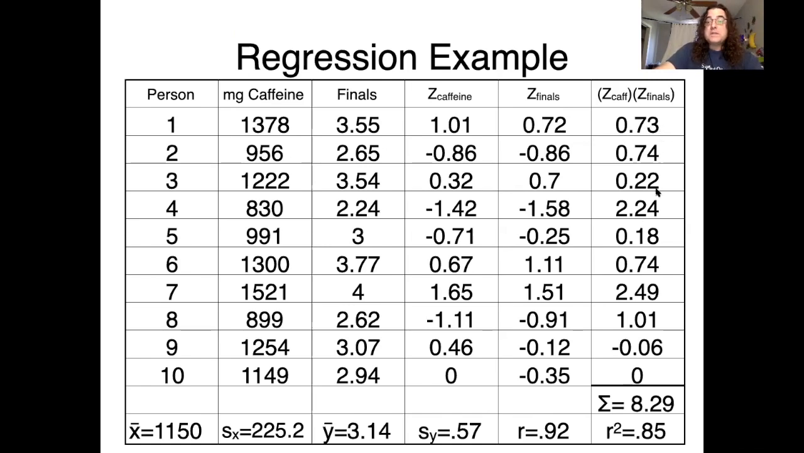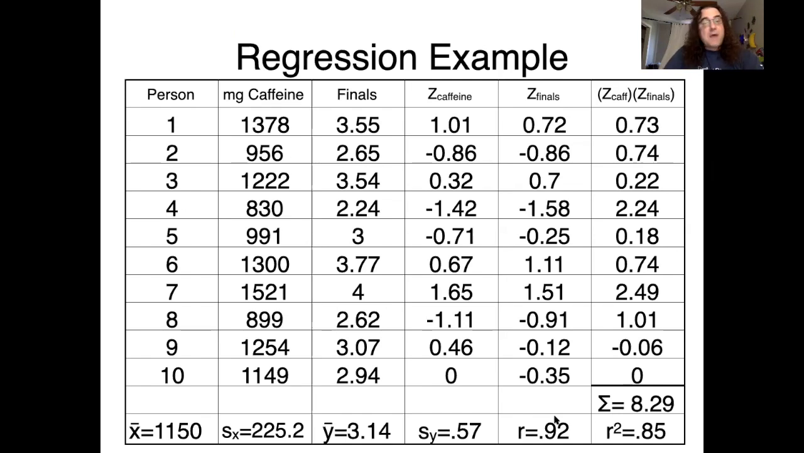You will notice that all but one of these cross products is positive. That means we are almost certainly going to get a positive correlation between the two. Oh, look at this. The sum of cross products is positive. That means that the correlation is definitely going to be positive. When you take the sum of cross products, you divide it by n minus 1, you get a correlation coefficient of 0.92. Very strong correlation.